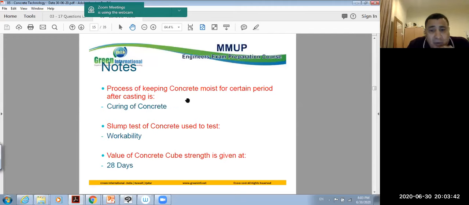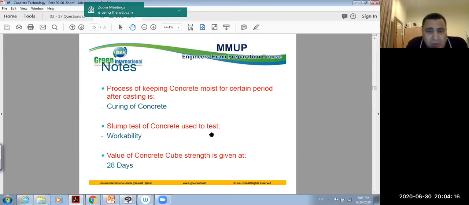The process of keeping concrete moist is curing, for a certain period after casting. Curing of concrete: a lot of questions come on curing, four or five questions, a different given. So once you read this type of slides one time, besides QCS 2014, and solve all the questions coming in our exam, for sure 100% you are going to memorize all of them, and you are going to go to your exam and solve any questions correctly.